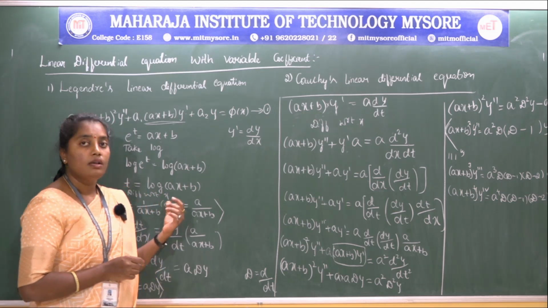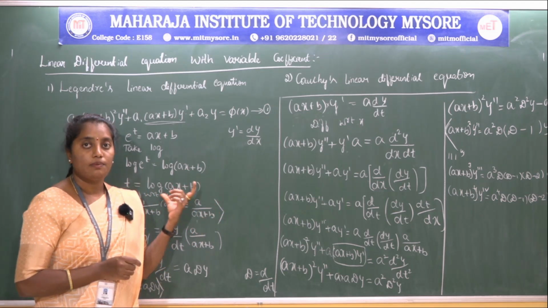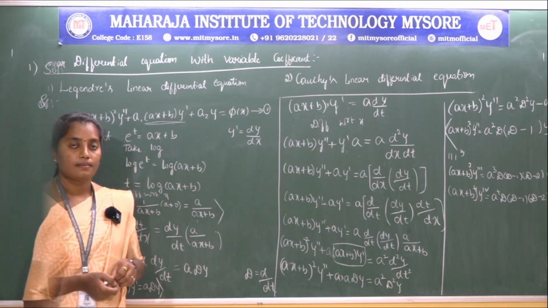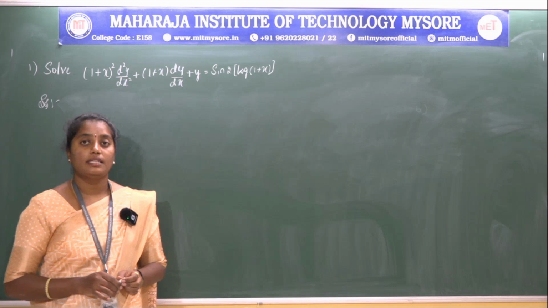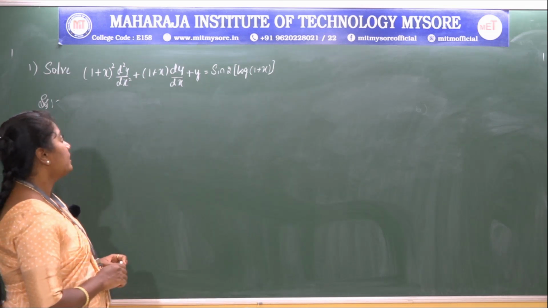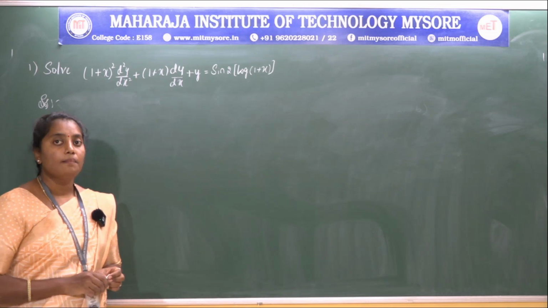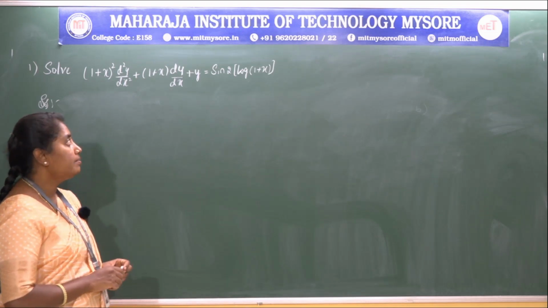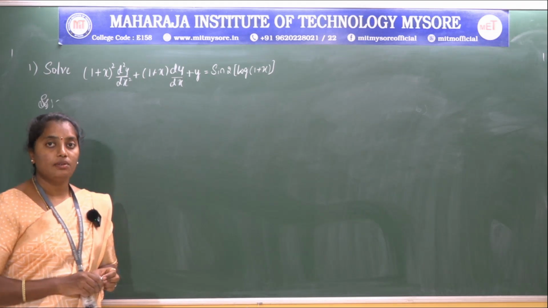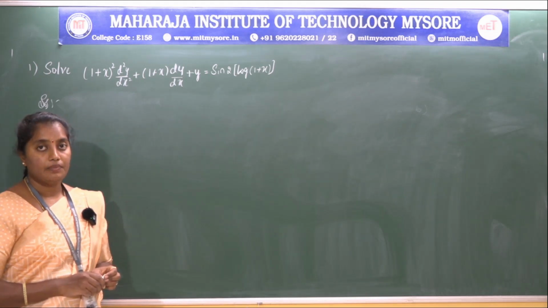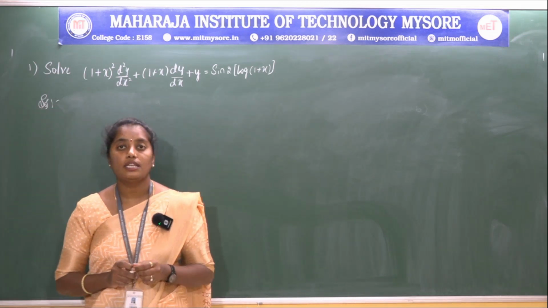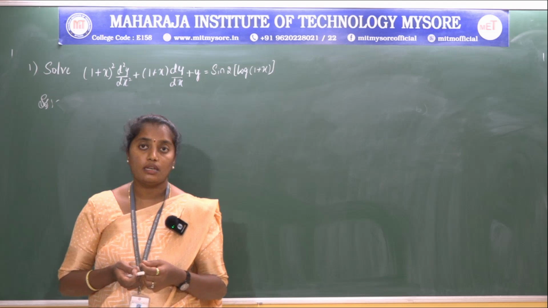So let us solve some problems of this type, that is, problems on Legendre's linear differential equation. The first problem on Legendre's linear differential equation is (1 plus x) whole square d square y by dx square plus (1 plus x) into dy by dx plus y is equal to sine of 2 into log of (1 plus x).